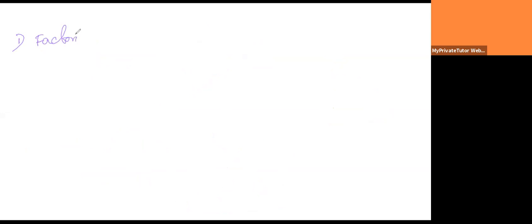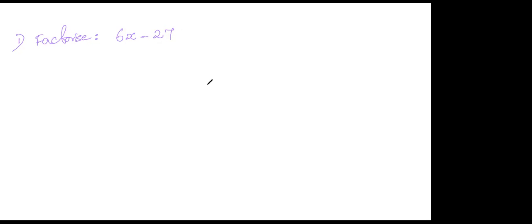Factorize, let's take a different question, guys, sorry, 6x minus 27. What is the common factor in this? Anybody? Anyone? Iris? Muhammad? Sir, the answer will be 2x minus 3. So sorry, 2x minus 9.